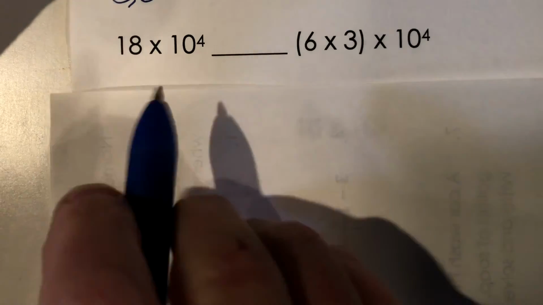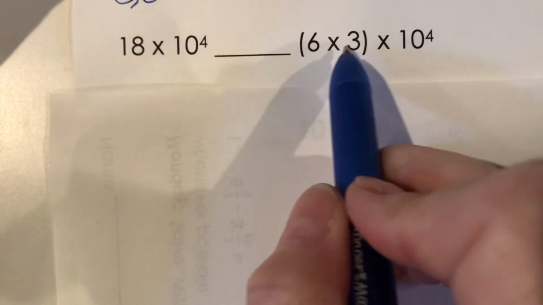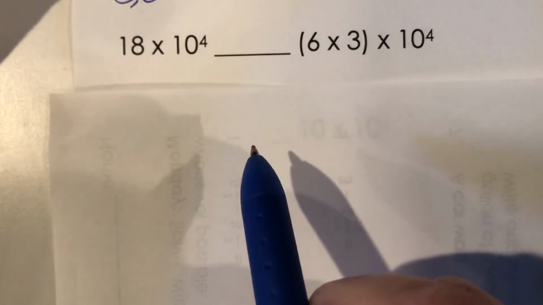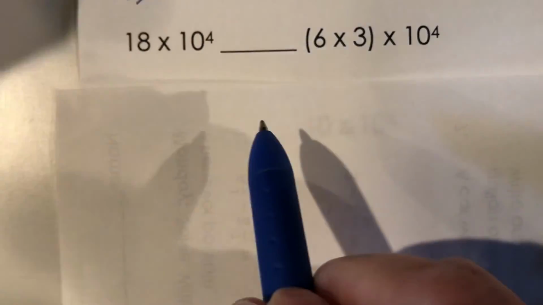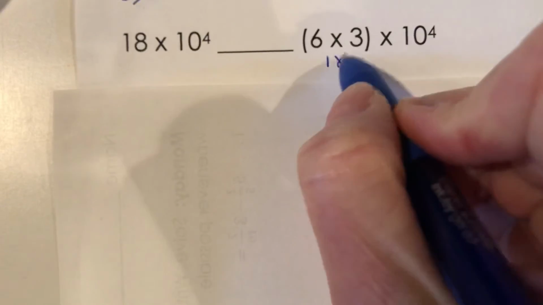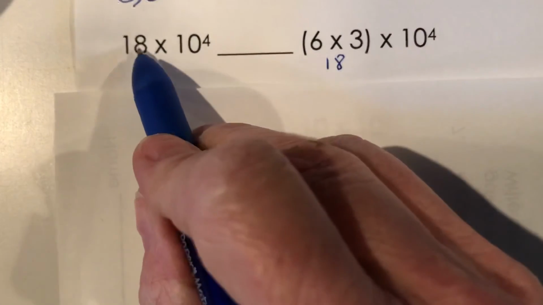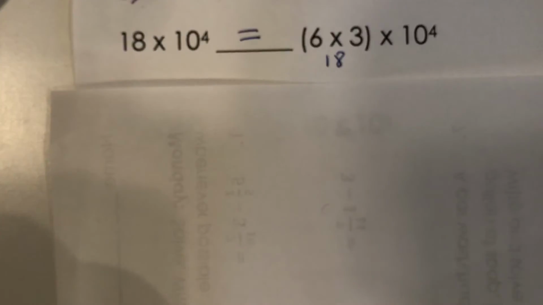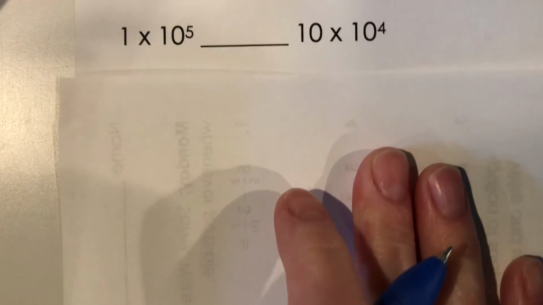All right, 3 left. 18 times 10 to the 4th compared to the quantity of 6 times 3 times 10 to the 4th. Go ahead and press pause, solve it out. All right, for this, 6 times 3 is 18. So 18 times 10 to the 4th, 18 times 10 to the 4th. These are both exactly the same. All right, next. Go ahead and press pause, press play when you're done.